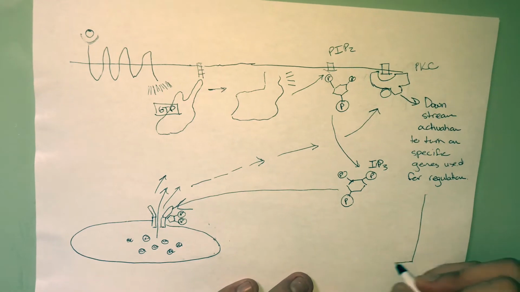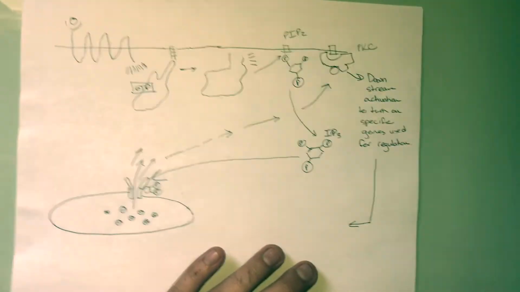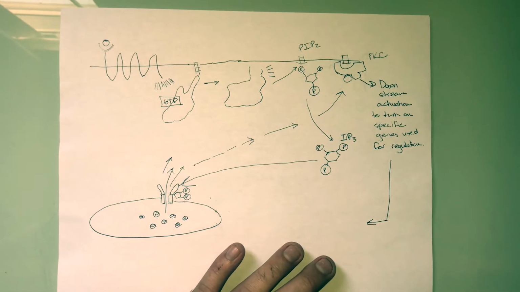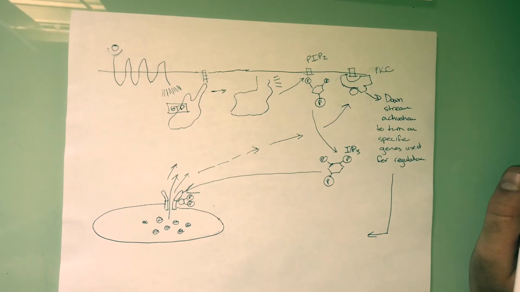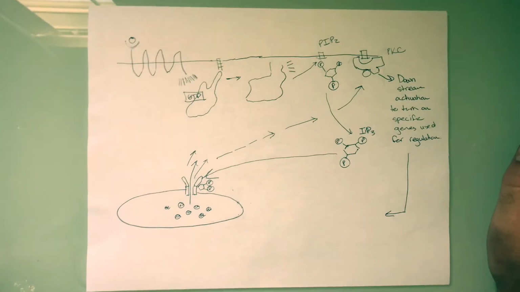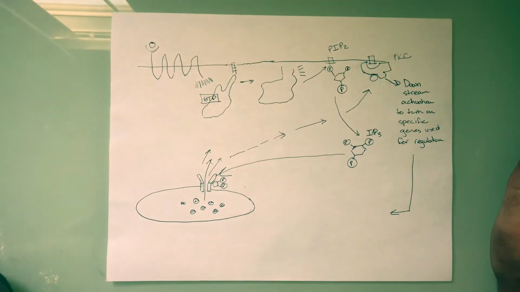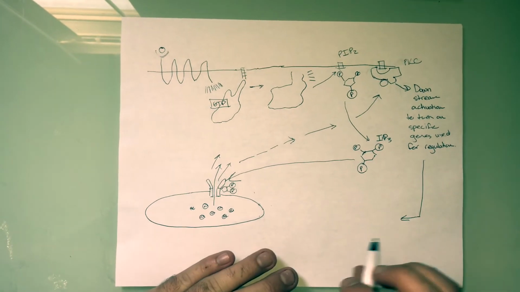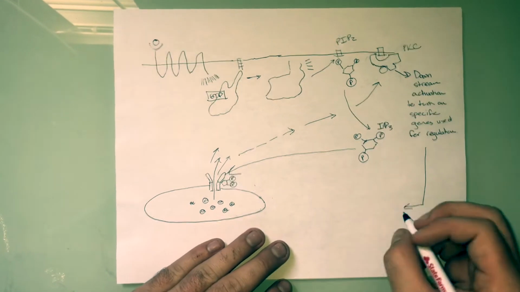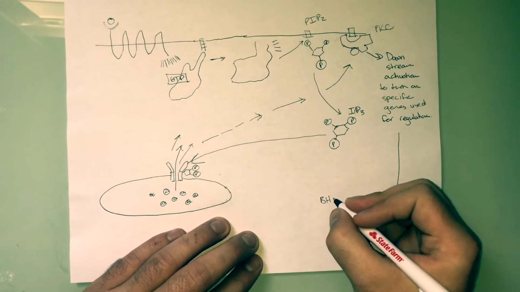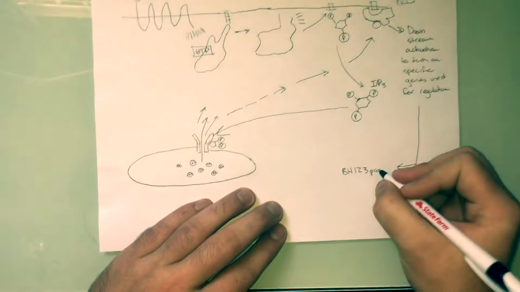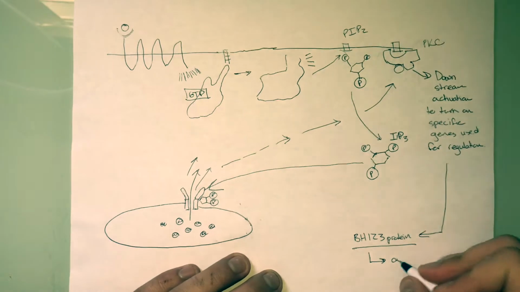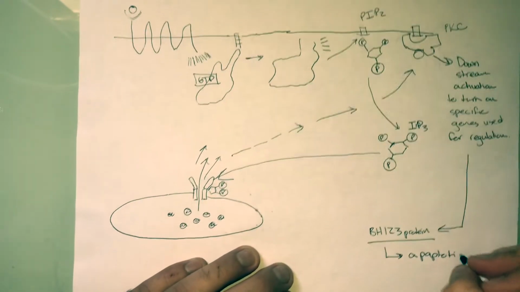PKC can move and activate intermembrane proteins that are located in the cell or in the mitochondria. And when it activates these certain proteins, such as BH123 protein, this triggers an apoptotic stimulus.